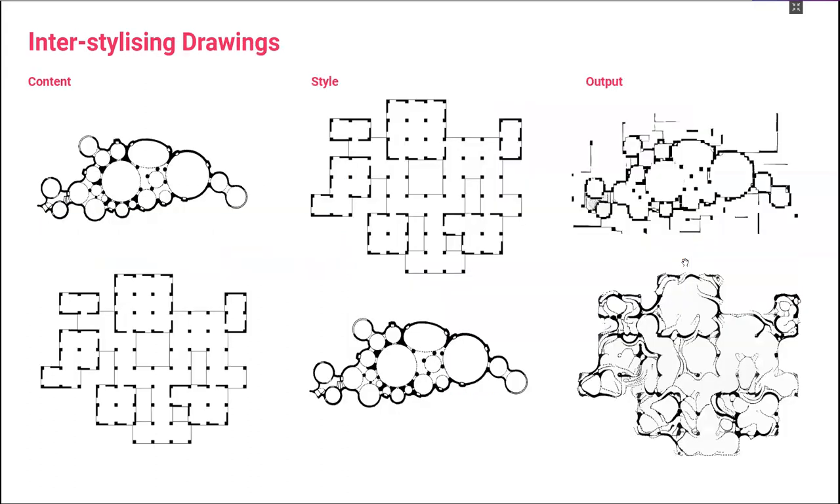Now, such techniques can also be used to interbreed styles of different architectural illustrations. This is an example of interbreeding plans of different styles, as you can see, circular in one example and quite box-like or orthogonal in the other. And the two can be interbred to give output as shown on the right side of the slide.